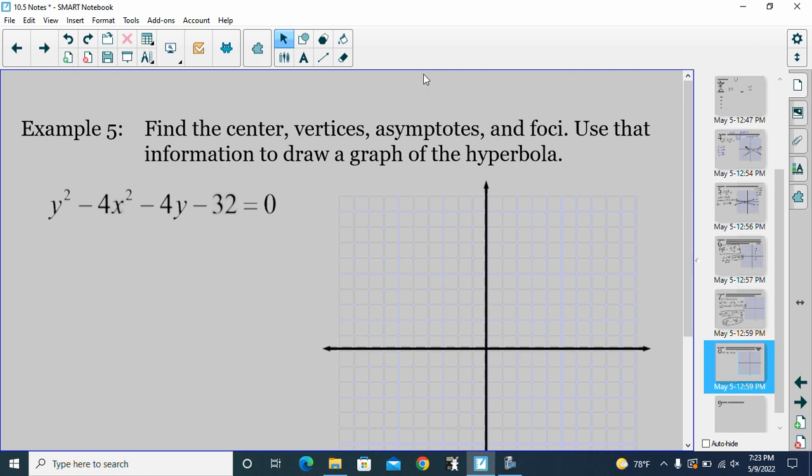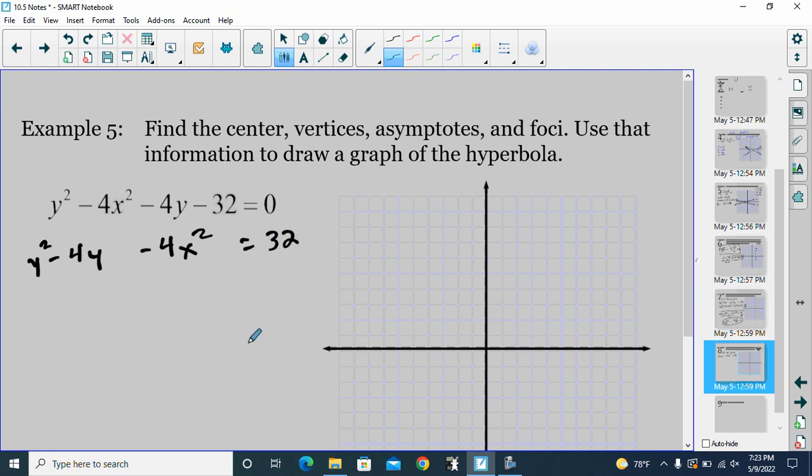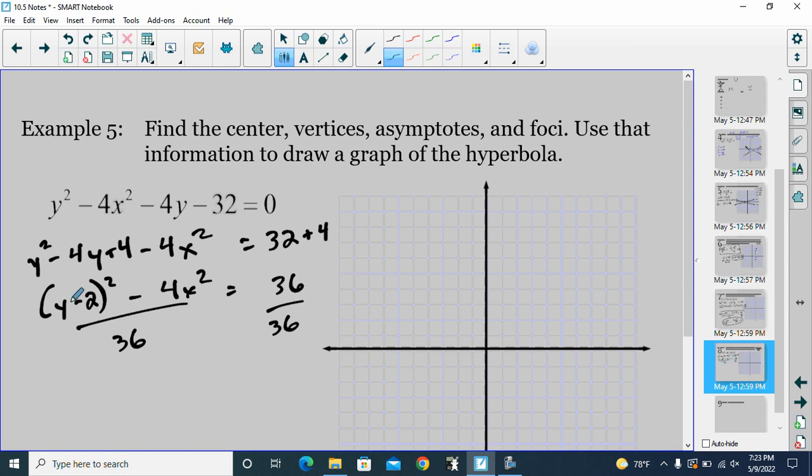So we're going to start by grouping our y's together. Y squared minus 4y. The x's, we don't have anything other than the minus 4x squared, and I can add 32 to both sides. Usually we have to factor something out here, but we don't. We don't have to complete the square here. It's already completed because it's just x squared with no x. So all we need to do is add 4 to both sides. Plus 4, there's nothing to distribute or worry about. So this is y minus 2 squared. This is minus 4x squared is equal to 36. Dividing both sides by 36 puts it in standard form.